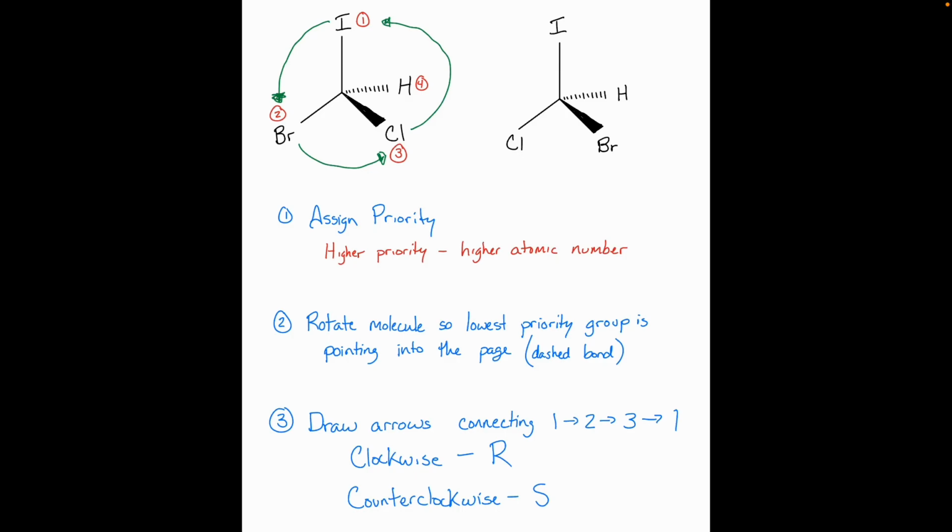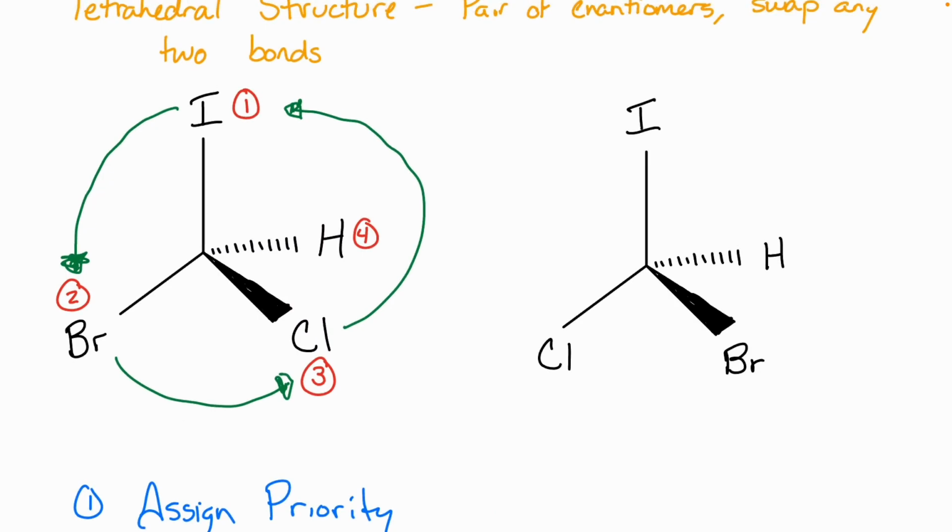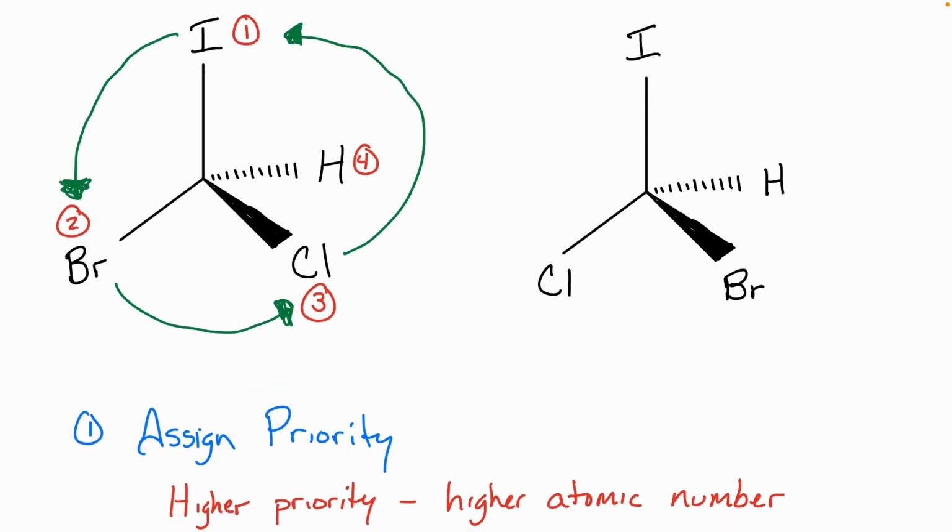All right, so first things first, I had to go in and assign priority to each of these groups. I'm going to orient my molecule in such a way that the lowest priority group is pointed into the page. I'm then going to draw arrows from 1 to 2, 2 to 3, and then 3 back to 1. And I'm going to look, are these pointed clockwise or counterclockwise? In this case, these would be counterclockwise. So this would be what we would call the S isomer.